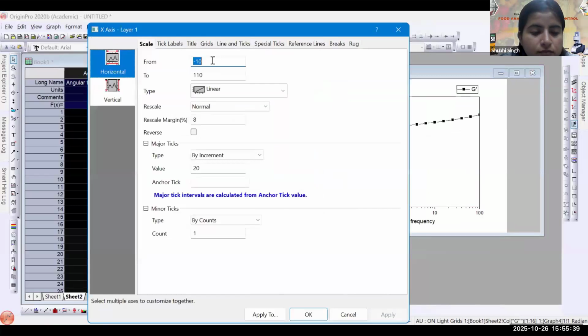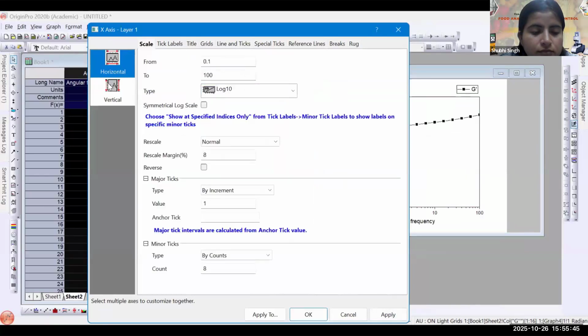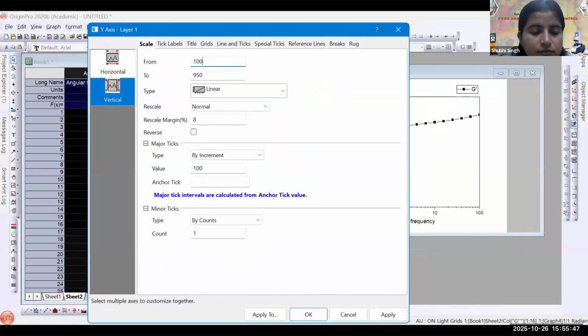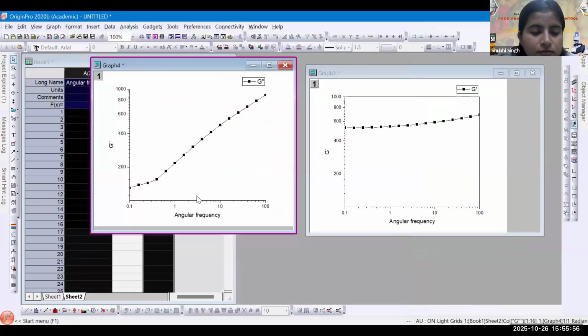We'll make 0.1 to 100, not linear, we want a logarithmic graph. For vertical, 100 to 1000, make it logarithmic, click OK. That's it. So now these are two graphs.